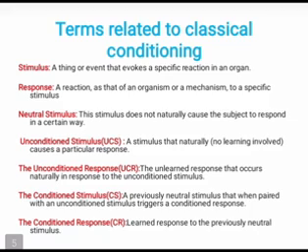Next one is CS, conditioned stimulus. It means a previously neutral stimulus that, when paired with an unconditioned stimulus, triggers a conditioned response. Next is CR, which means conditioned response. It is the learned response to the previously neutral stimulus. These are the terms of classical conditioning.